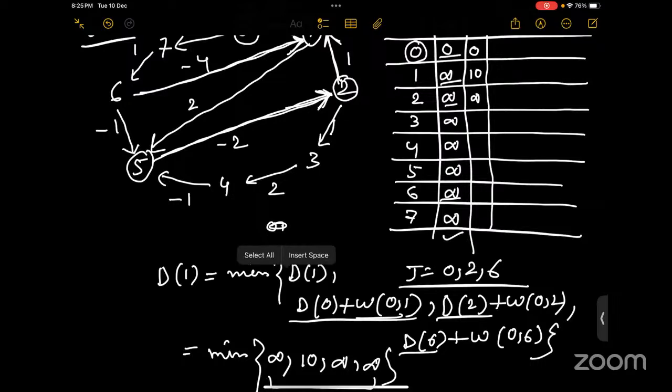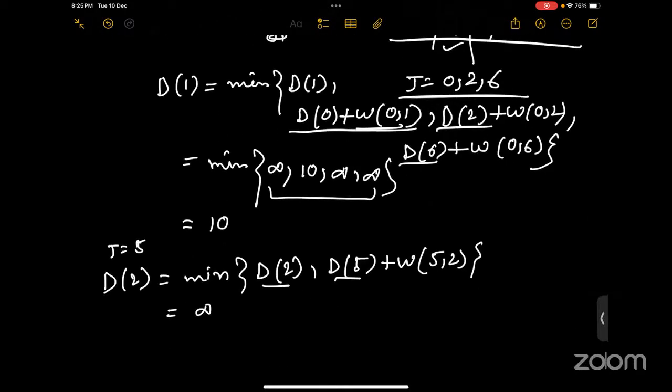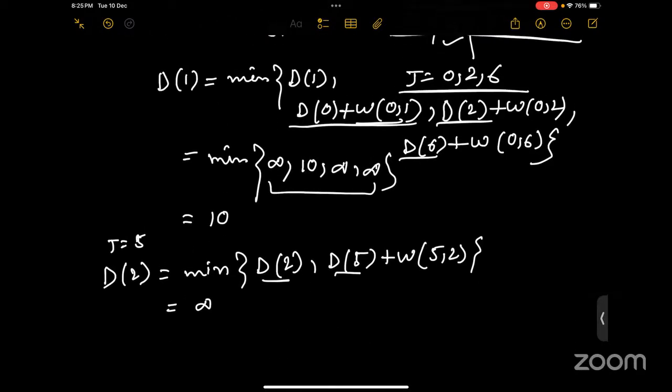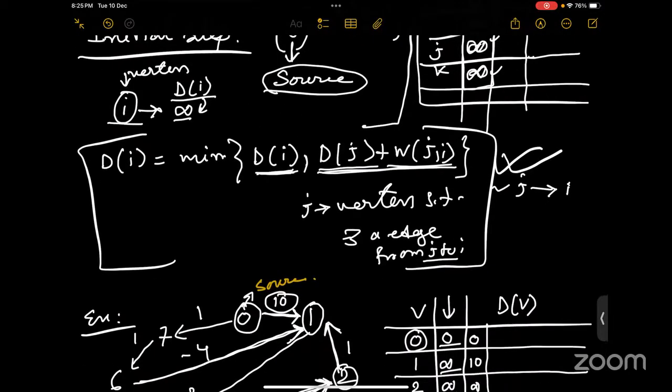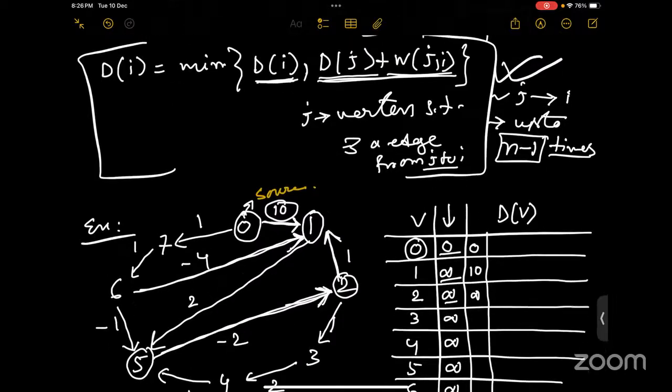This means from 5 to 2 it's impossible, kind of. No, this is not impossible. Actually, one thing I should mention is that we will repeat this step up to n minus 1 times, where n is the number of vertices. Whatever the final step is will represent the minimum distance from the source to all the vertices. So here the number of vertices is 7, right? So we have to repeat the process 6 times.